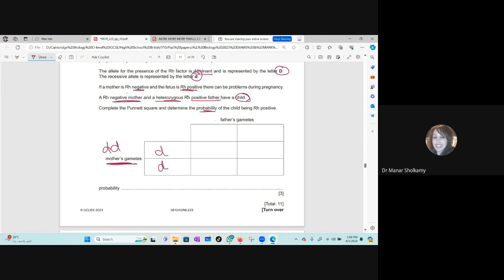And what are the father's gametes if he is heterozygous? Capital D, small d. Yes. This child, I'll do it quickly so we finish. What is the probability that the child will be Rh positive? 50%. Yes, thank you.